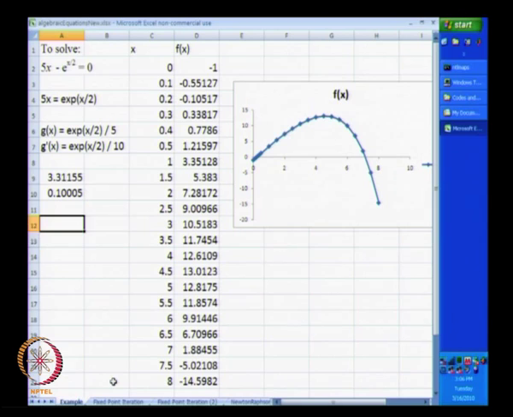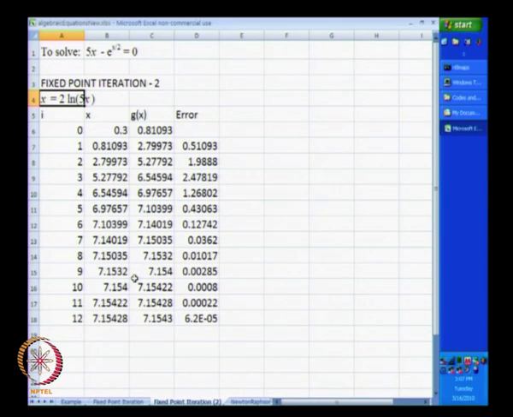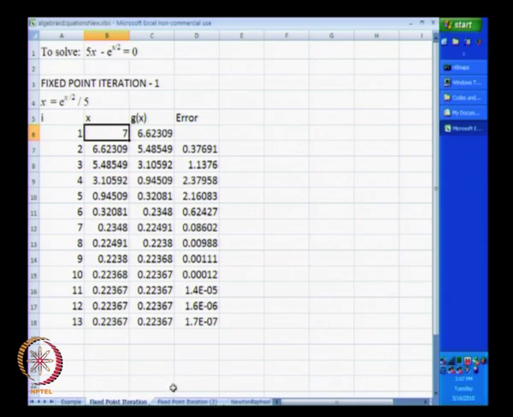The other way of writing 5x equal to e to the power x by 2 is by taking log on both sides and then multiplying by 2 throughout. So we will have ln 5x equal to x by 2, and then we can write x equal to 2 times ln 5x, and then we can run the fixed point iteration. It is exactly the same expression that we have solved previously.